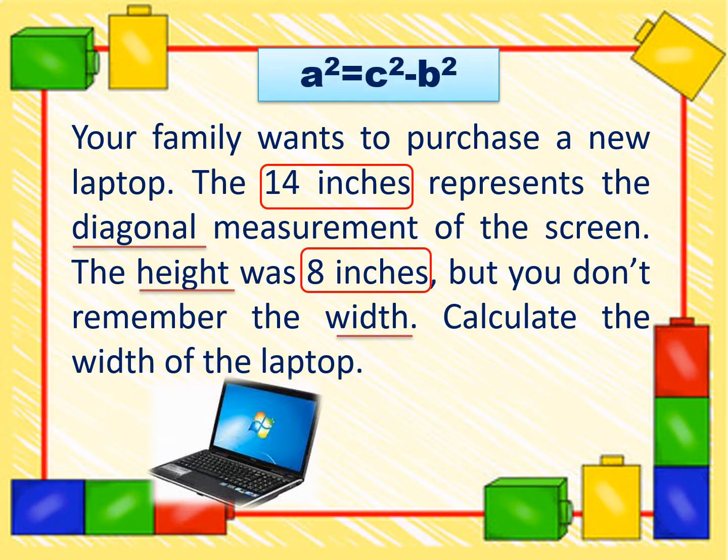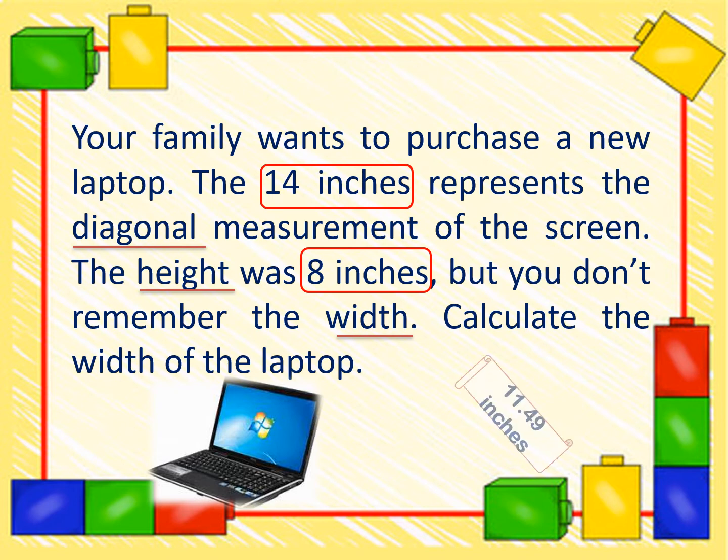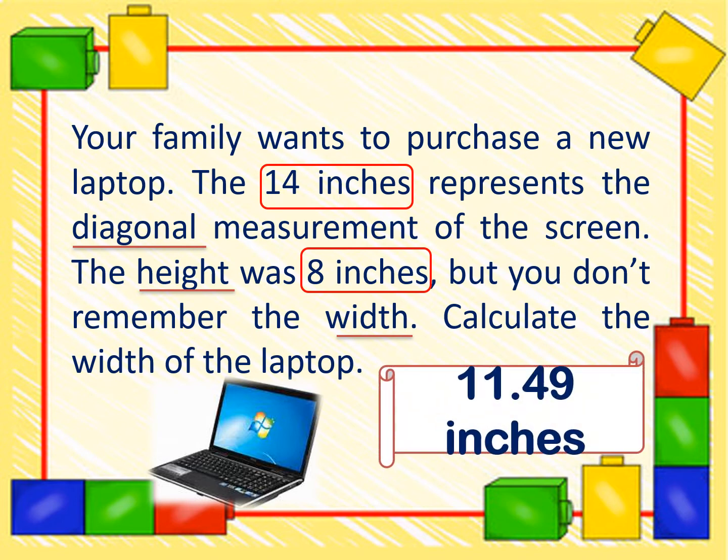Use the formula a squared equals c squared minus b squared. In this problem, it's easy to identify the unknown side if you illustrate it first. Therefore, the answer is 11.49 inches.